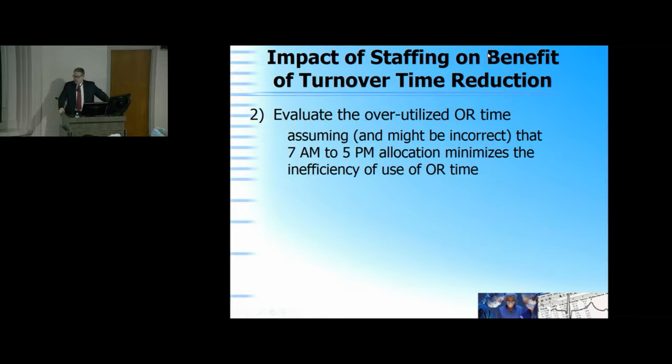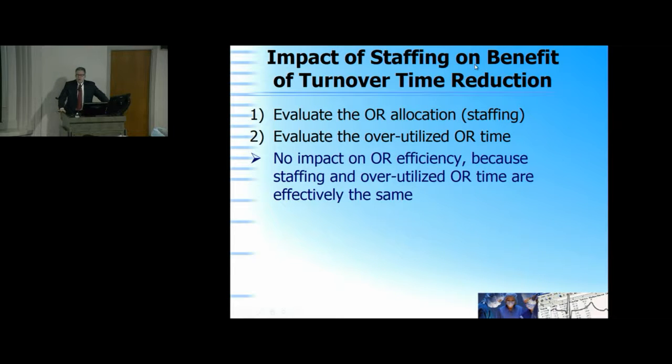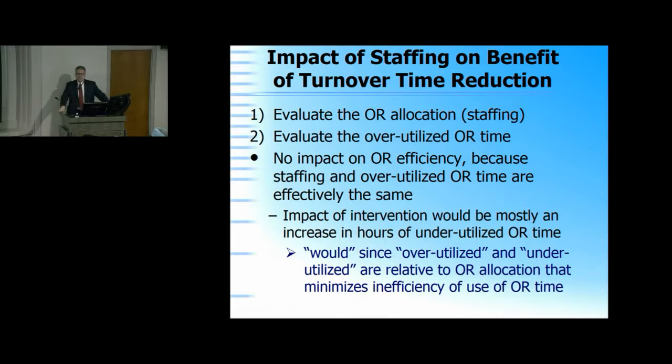And assuming that really is the operating allocation, the staffing that maximizes the efficiency of use of OR time, then in that circumstance, the overutilized OR time reduction would be statistically significant, but small, right? So this is about as much of a turnover time reduction as you can get from lean methods. It's small. So there's no practical increase in the efficiency of use of OR time from the turnover time reduction. Yes, we had an effect, but it's very, very small. The principal effect of reducing the turnover time would have been an increase in the hours of underutilized operating time. And what literally happened was potlucks. Okay, that's really the benefit of what my lean approach basically was.